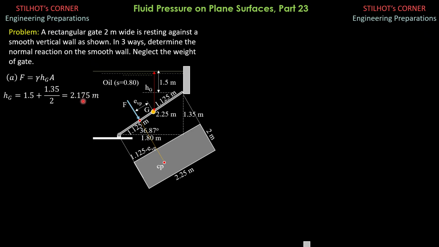You will get 2.175 meters. So substitute, the area is 2 by 2.25. So 0.8, 9.81, 2.175, 2 times 2.25. So F is 76.81 kilonewtons. We then compute e sub VP, which is in general the height of the rectangle squared times sine squared theta divided by 12 times hg.